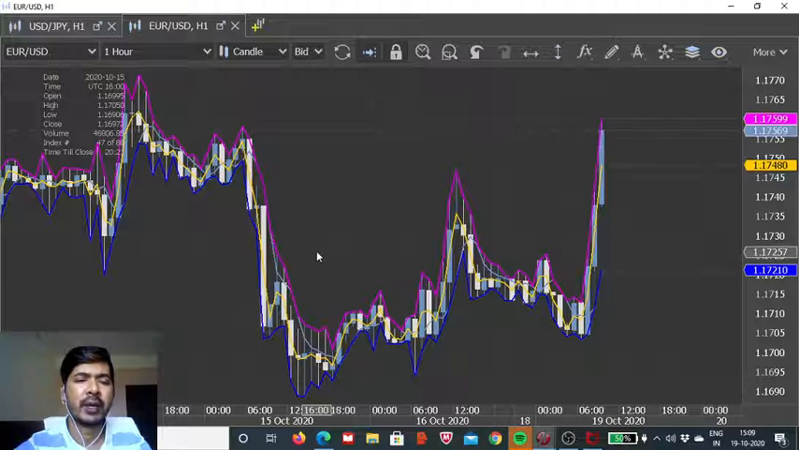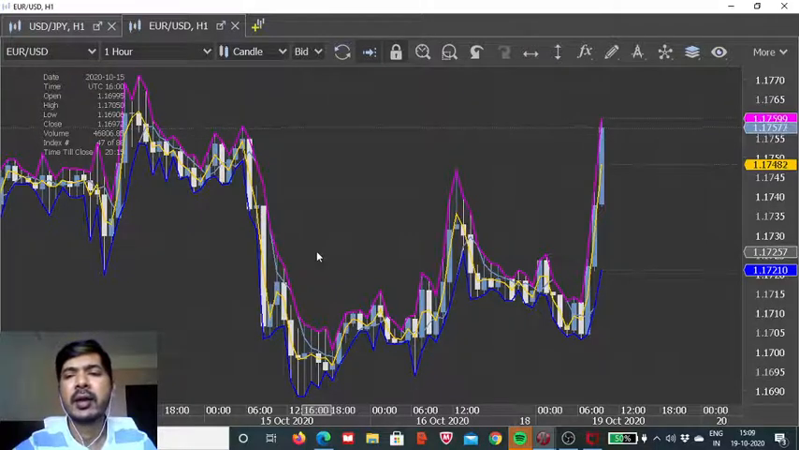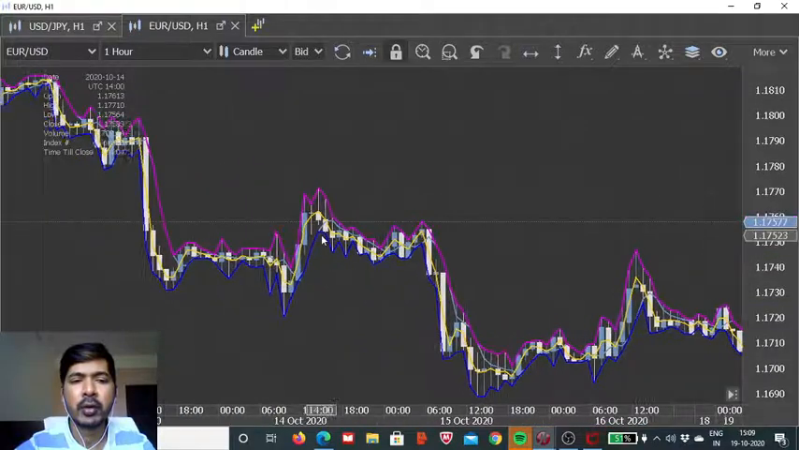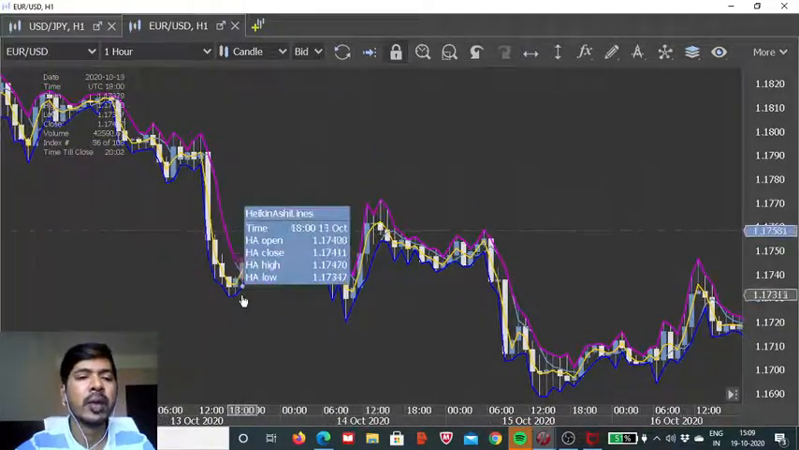So you can utilize these Heikin Ashi lines to see what the trend is, on which side the trend is strong, and then trade accordingly. So to that extent, these lines are fairly useful.